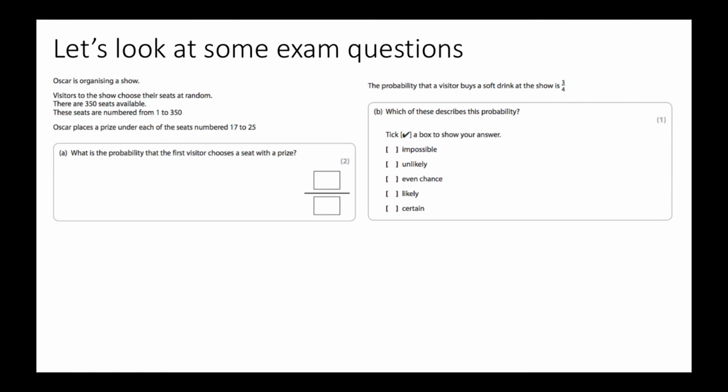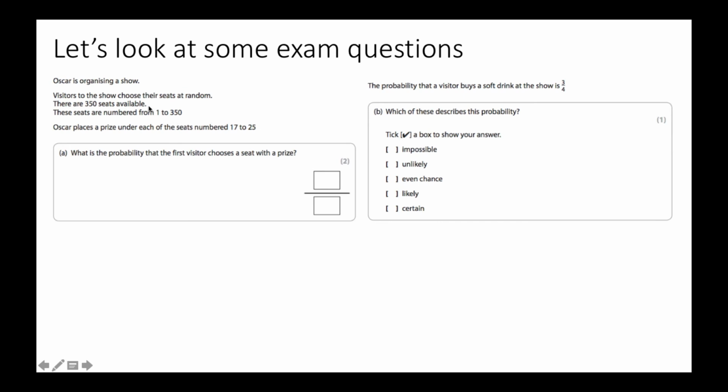Oscar is organising a show. Visitors to the show choose their seats at random. There are 350 seats available. These seats are numbered from 1 to 350. Oscar places a prize under each of the seats numbered 17 to 25. What is the probability that the first visitor chooses a seat with a prize?